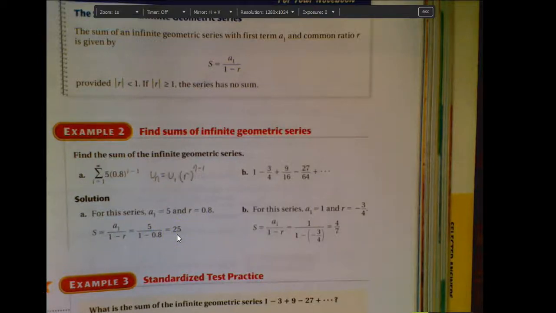So remember that this works because 0.8 is a number between positive and -1, so that's why this works. So here's a case where, let me show you.